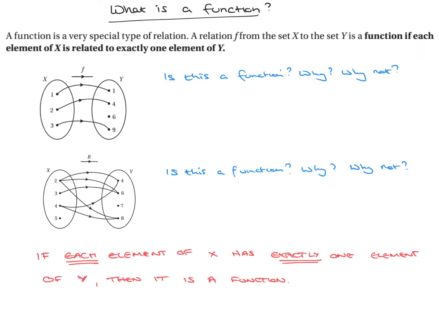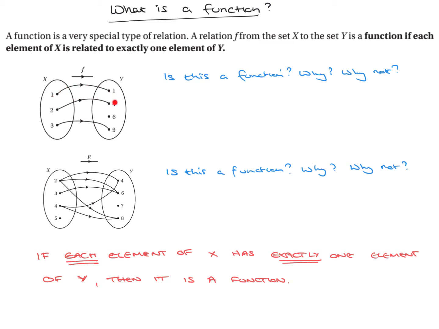A function is different to a relation. It's a very special type. A relation f from the set X to Y is a function if each element of X is related to exactly one element of Y. Here you can see that 1 maps onto 1, 2 maps onto 4, and 3 maps onto 9. So is this a function? Let's have a look at the definition. It says, if each element of X is related to exactly one element of Y. You can see this one here: there's the input, and that goes to one output.